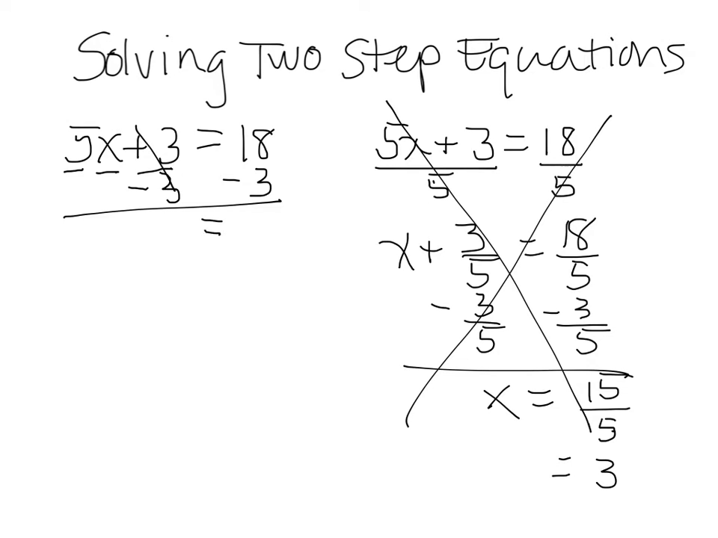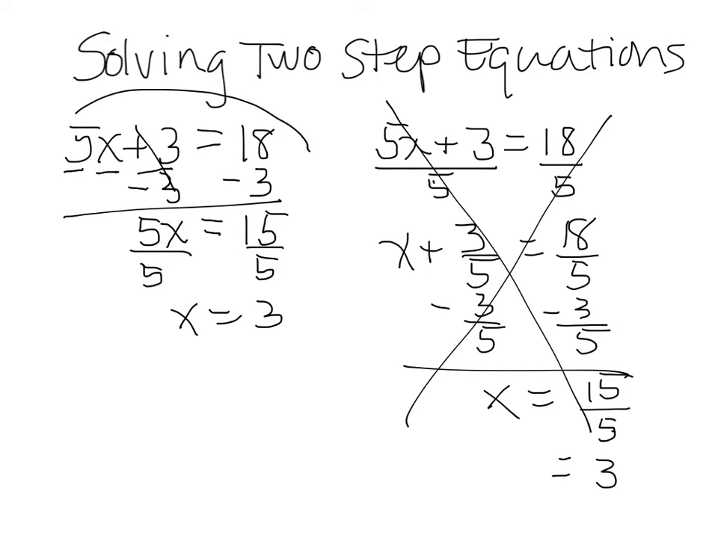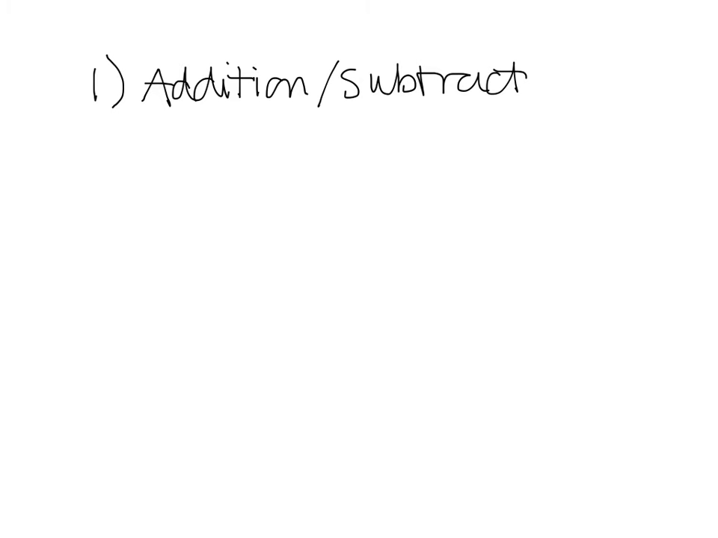And again, I have to always show work. Bring straight down. On the left side, I've gotten rid of the 3. I still have 5x. On the right side, I have 15. Now I undo the multiplication by dividing, and I find out that x equals 3. I get the same answer, but this is much easier. Therefore, in these equations, I want to undo the additions and subtractions first, and then undo the multiplication or division.